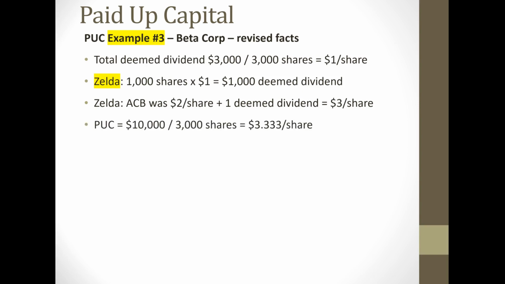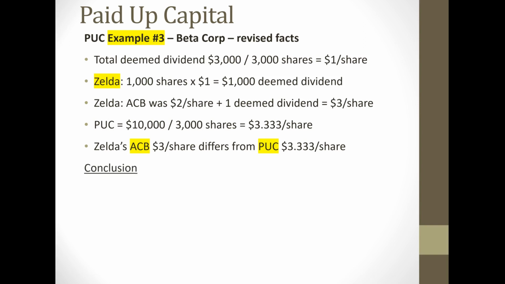Now, the PUC per share is calculated for the entire class of shares. So remember, we said the PUC is now going to be $10,000. There's 3,000 shares, and so the PUC per share is $3.33 per share. So Zelda's ACB of $3 per share will now differ from the PUC per share. So this is an example of how the ACB that Zelda has could be different from the PUC per share. So this is going to bring us now to the conclusion of this short tutorial on paid up capital and also the introduction of deemed dividends.